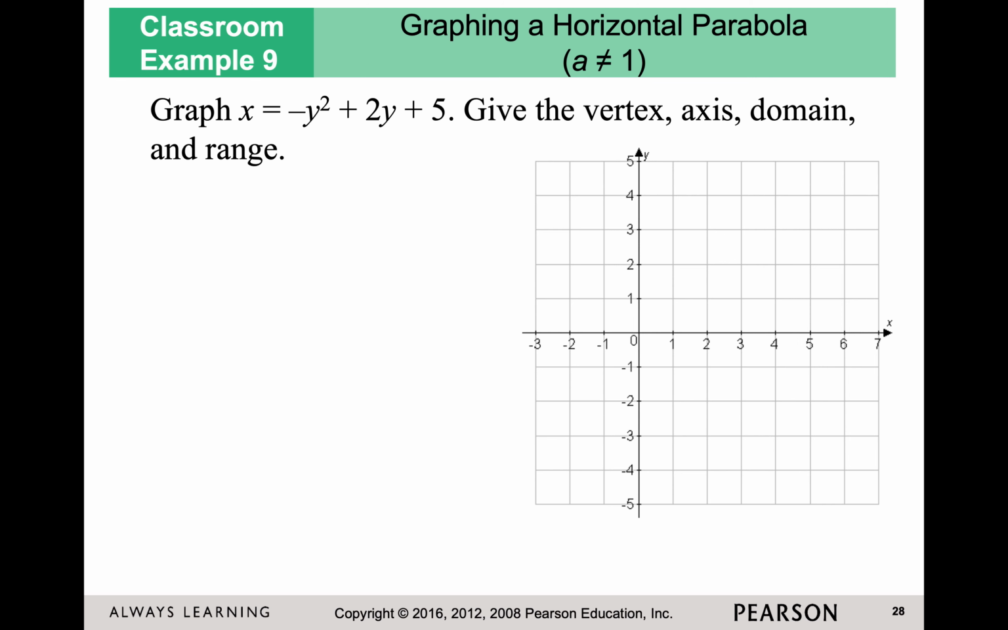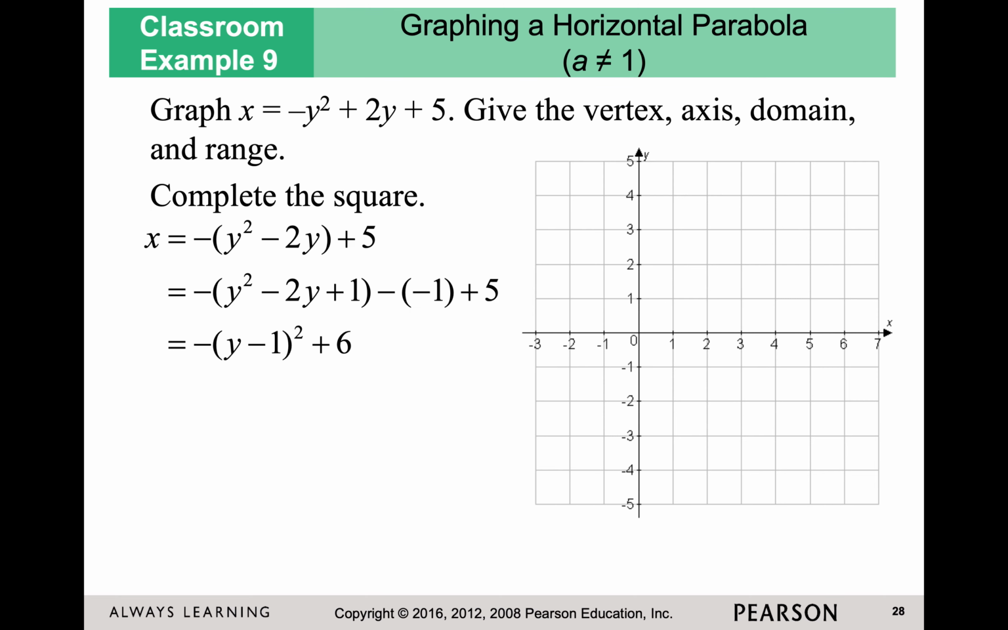Let's try one more. I want to give the vertex here. I don't have it in that nice vertex form, so I'm going to use the vertex formula, or I'm going to complete the square. You can do it either way. So I get 6, 1. And if you want to use the vertex formula, go ahead and give it a try and see how it works out.